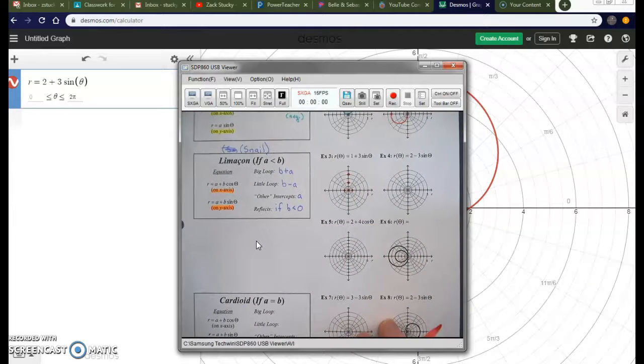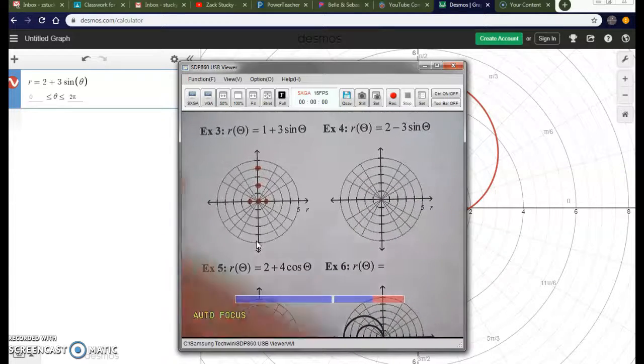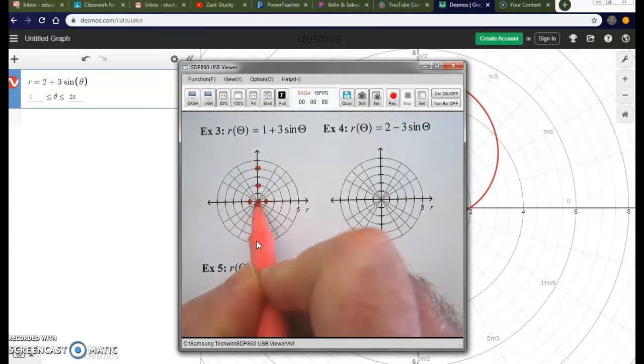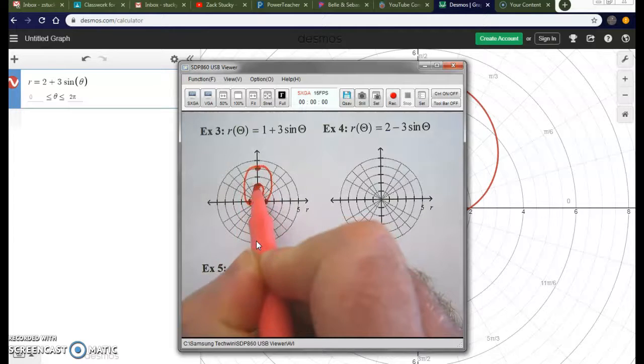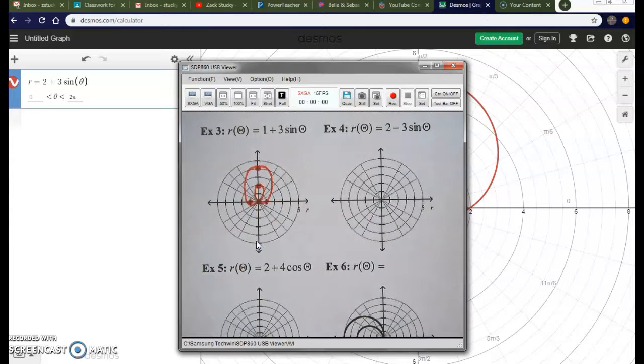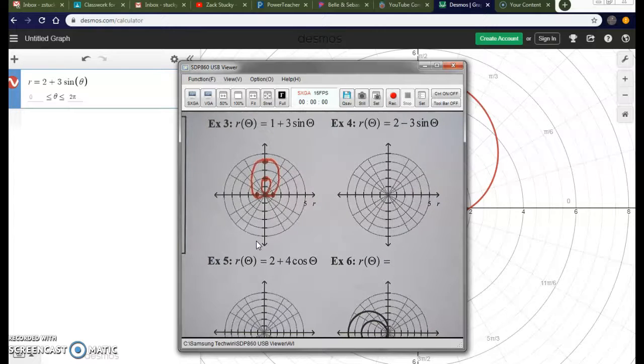All right, now I'm going to zoom in here. That b value is positive. So how you want to graph this thing is you want to start at the origin and then just kind of nicely loop around. Don't pick up your pencil, just keep looping. You'll get something that looks like that. The one on Desmos obviously looked a lot better, but not too bad.